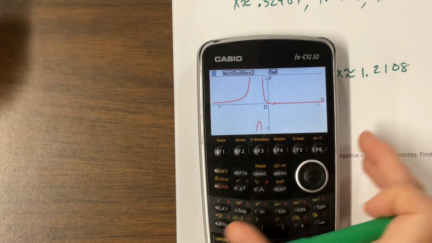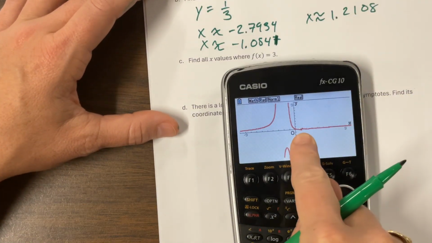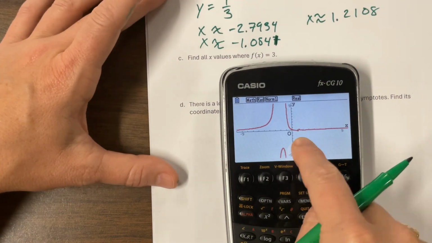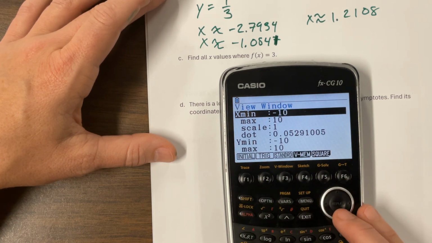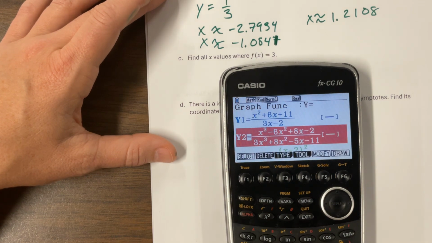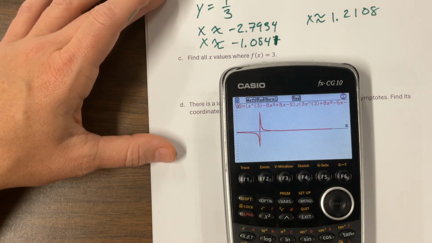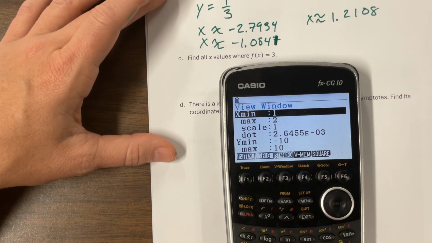Okay, weird stuff is happening there. And if you notice, we had an asymptote somewhere in this area, and it doesn't look like an asymptote. So we could change our window to say, let's say 1 to 2 for our x values, and see if that helps us see what's happening. Okay, now you can see a little better that there is an asymptote there. Okay, let's go back, window, standard.